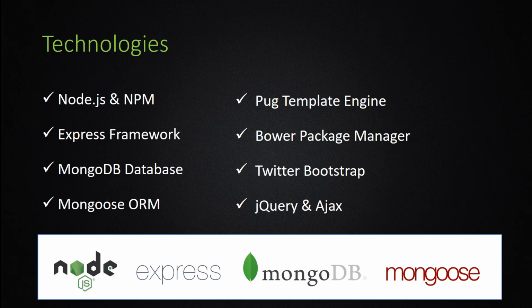We'll be using the Pug template engine for our views. Pug is formerly known as Jade. We'll be installing Bootstrap a few videos in, and we're going to use Bower for that, which is a front-end package manager similar to NPM. We'll also do a little bit of jQuery and Ajax to make delete requests to our server.